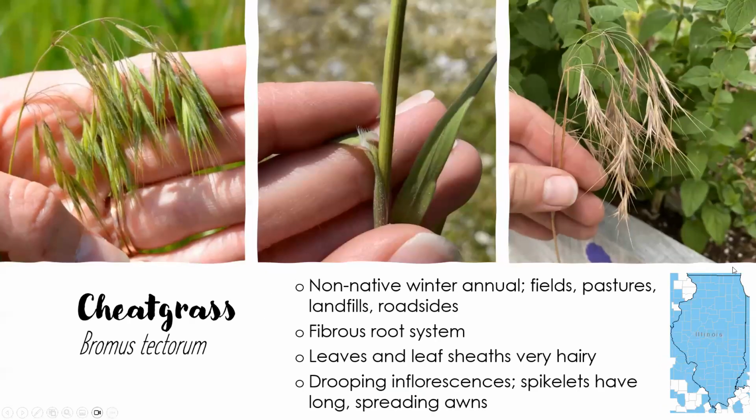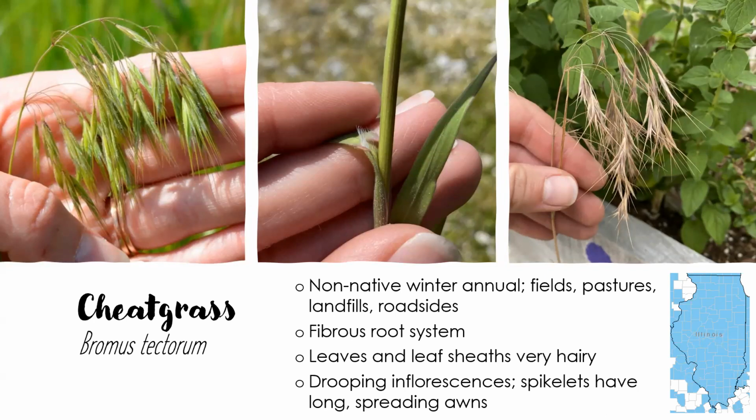The next one is called cheatgrass, but another name that I hear a lot of people use for it is downy brome. Okay, so downy brome or cheatgrass, or using that scientific name, Bromus tectorum. Okay, this is a non-native winter annual found in fields, pastures, landfills, and roadsides. And this grass, I first learned about it when I was working for the Nature Conservancy, because we were managing this grass in prairie restorations.